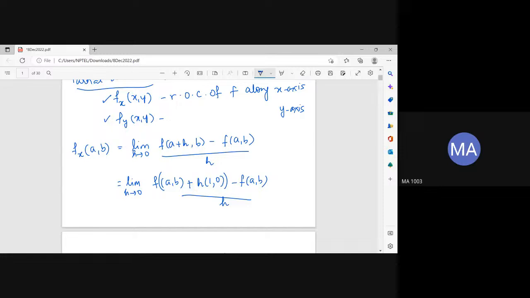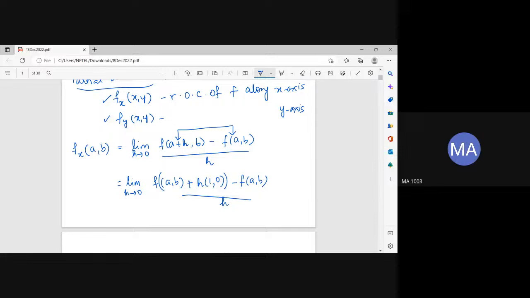So what is this? Here you can see that there is a change only in the x component. There is no change in the y component, and there is change only in the x component, right? So that is the rate of change with respect to x, that is along the x-axis.